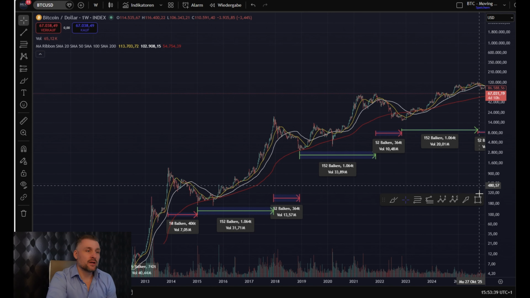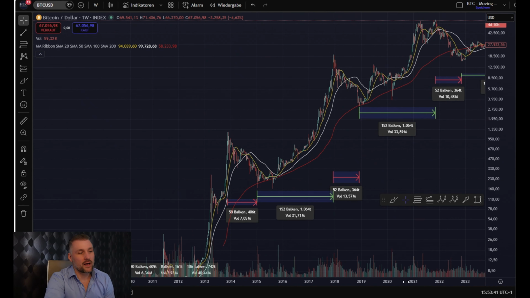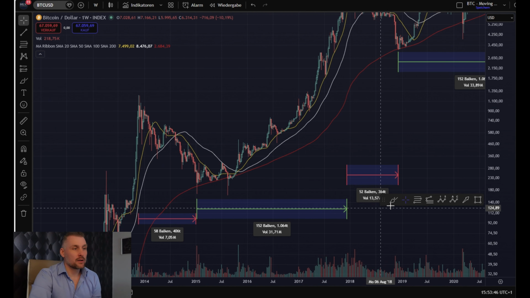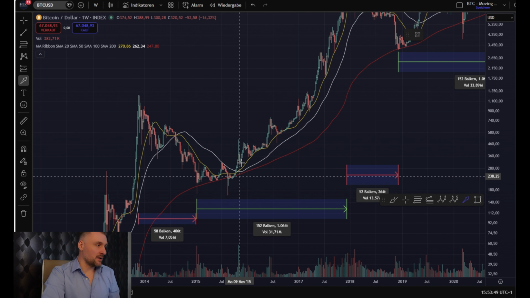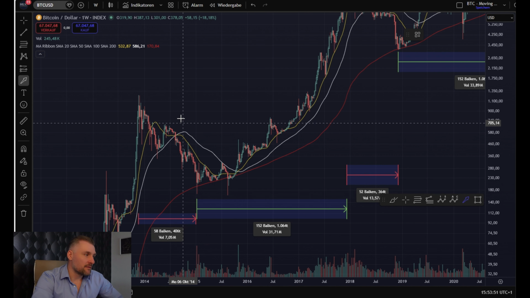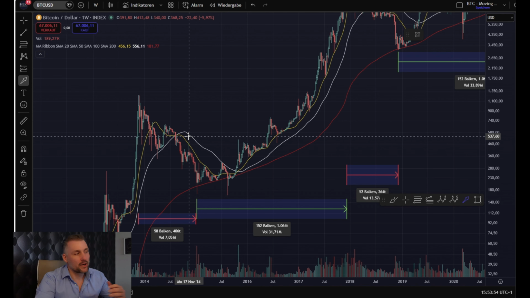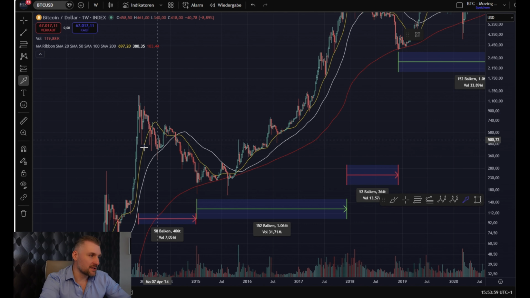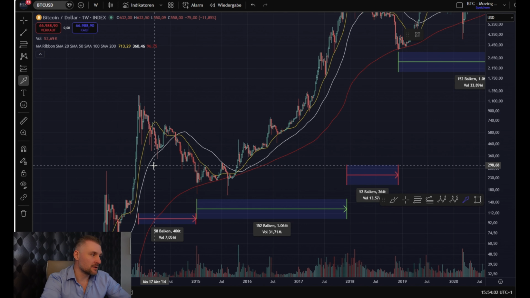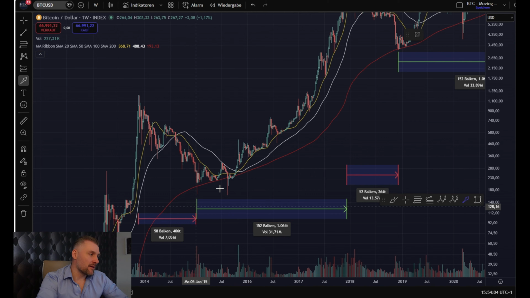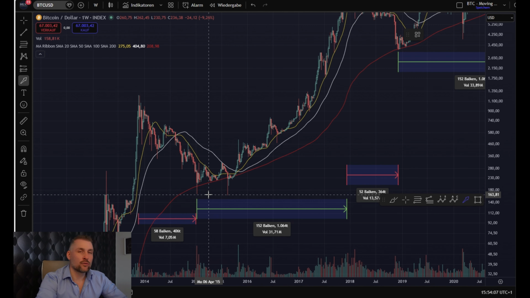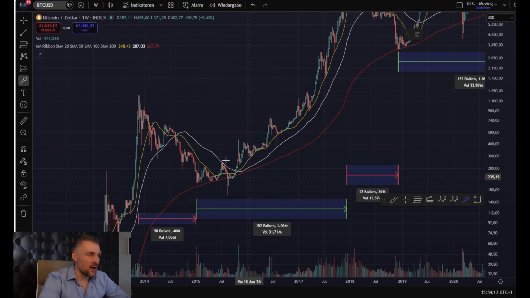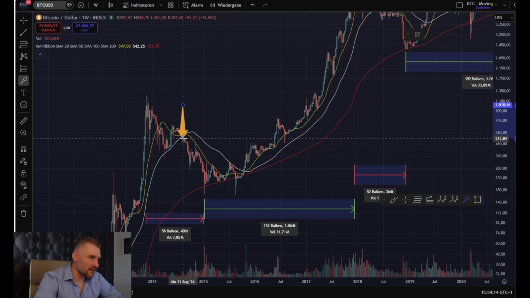What's also really interesting from the moving averages point of view is when we check the 50-week moving average. What you see here is the 20-week moving average in yellow, the 50-week moving average in white, and the red represents the 200-week moving average. Some of you may know this chart, but anyway, I want to point it out again here.